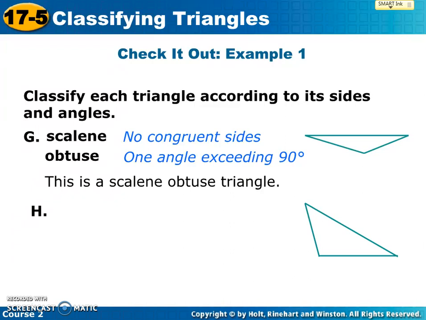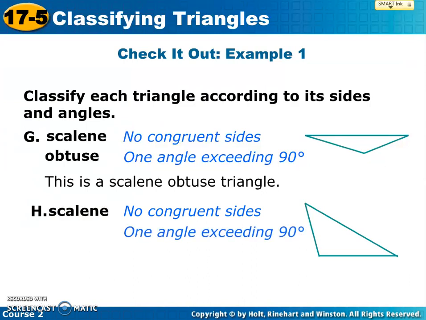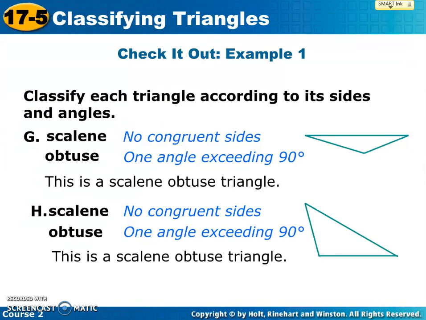Finally, our last example here, again, very similar to the previous example. We don't have any symbols in the corner. We do have an obtuse angle, and we don't have any tick marks. So with no tick marks, no congruent sides, that's scalene. One obtuse angle, or an angle exceeding 90 degrees, also tells me that it's obtuse. And so therefore we have a scalene obtuse triangle.